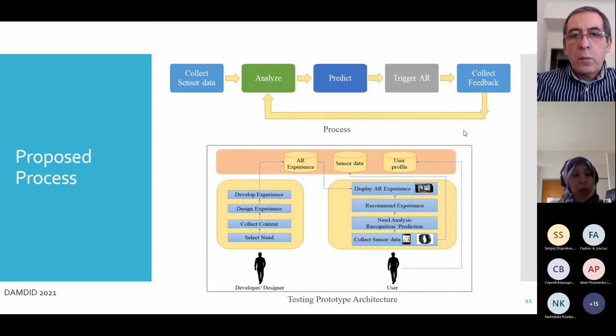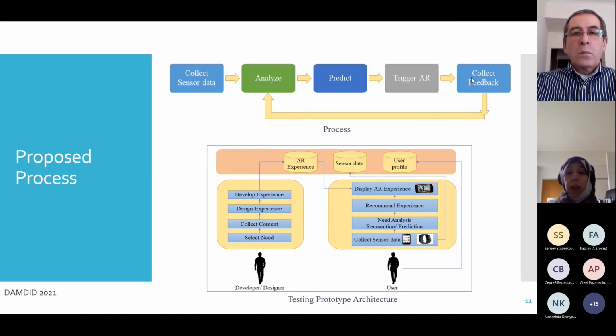So in order to test this application process, we propose this prototype architecture. We have 2 main players in this architecture: the developer, the designer of the AR experience, and the user who uses the system. From the user part, we have to collect sensor data, as we said before, and we create a user profile with some information that the user actually provides, and some of it is collected by the sensors.